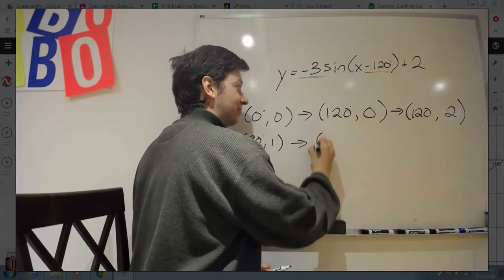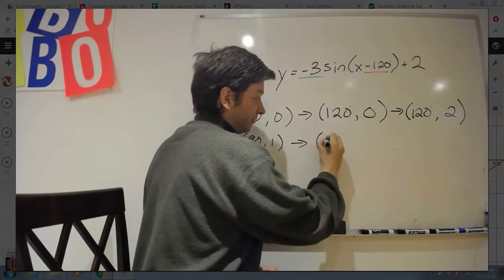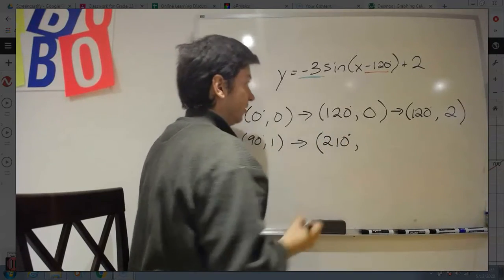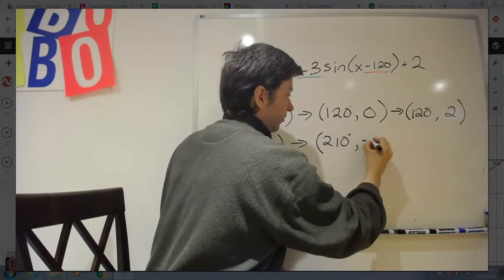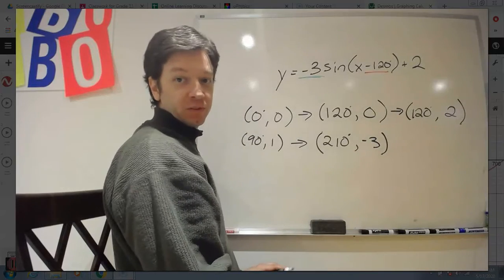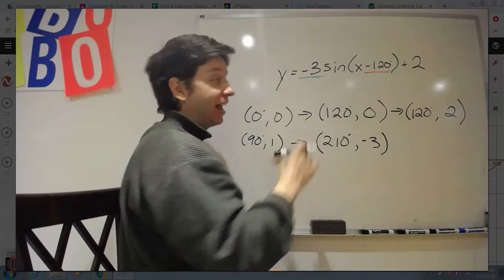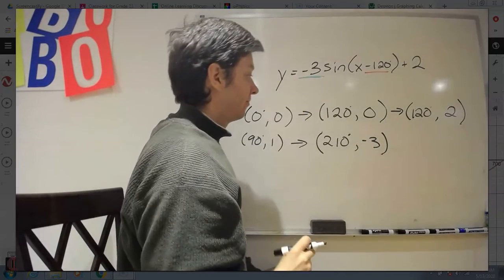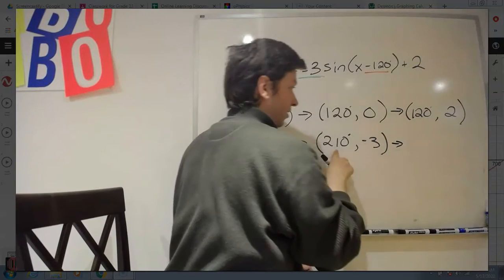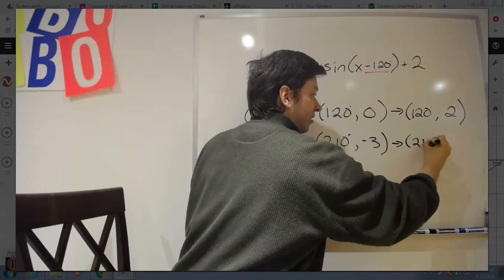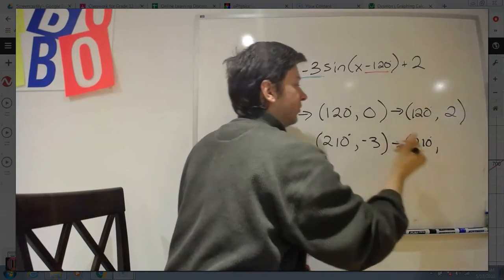Let's look at our second point. 90 plus 120 is 210. Okay, 1 times negative 3 is negative 3. Okay, all you have to do is multiply it by that number, and that takes care of both the stretch and the reflection. But then we still have to perform our vertical shift. So our x-coordinate stays the same as 210, and our y-coordinate becomes minus 3 plus 2, which is minus 1.